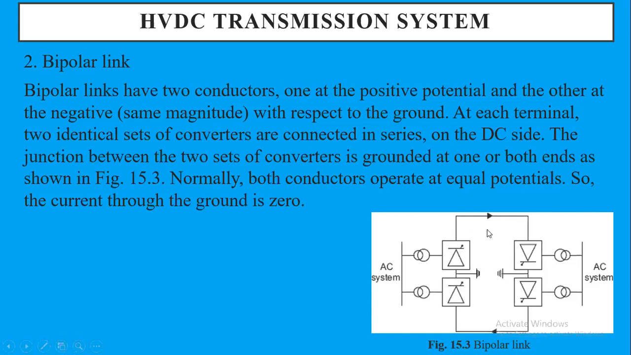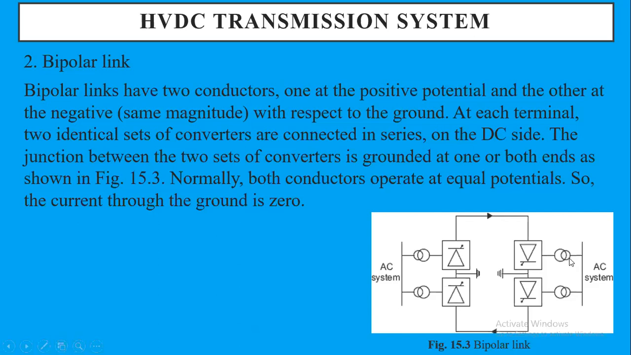When the whole transmission is done, that DC voltage should be converted by the inverter, which is in the bipolar link. By the converter, we step down the voltage with a transformer. These two are the step-up transformers, and these two are the step-down transformers, which step down the voltage from higher to lower potential.